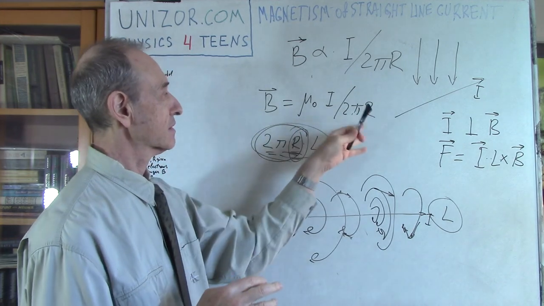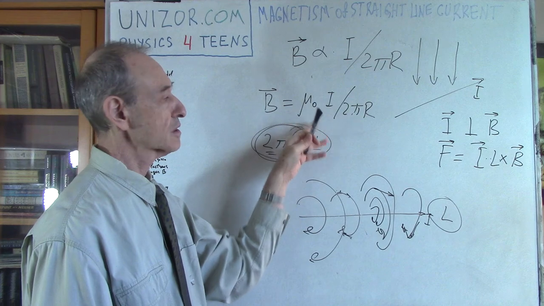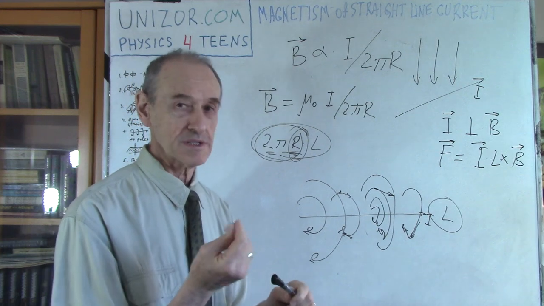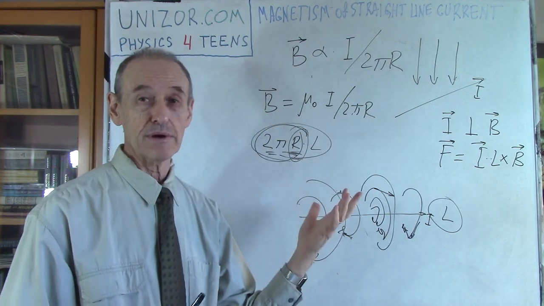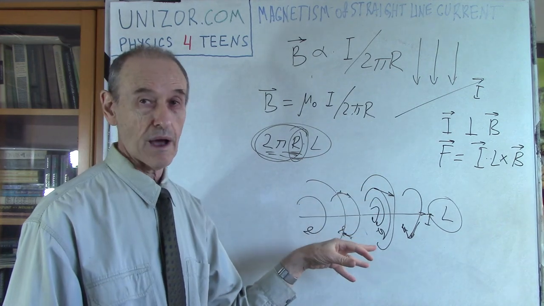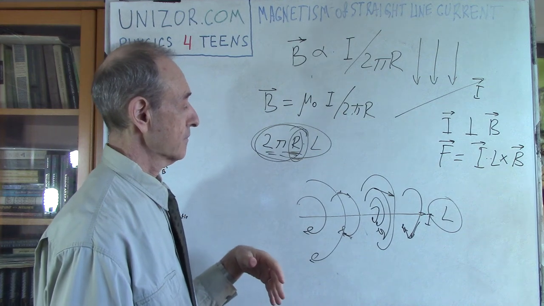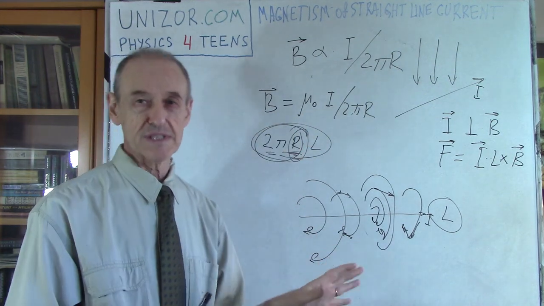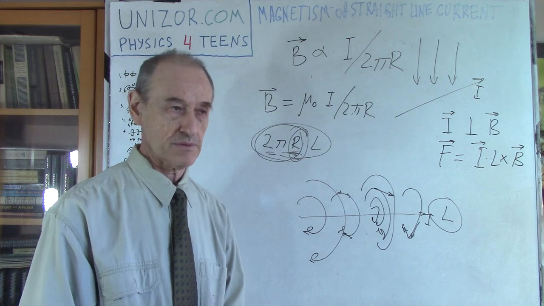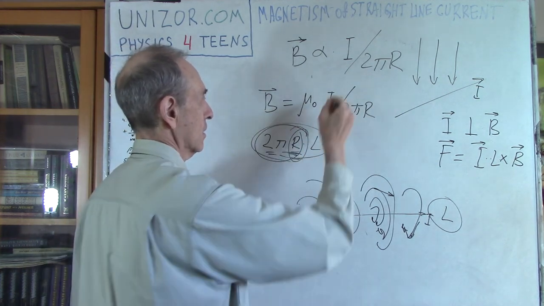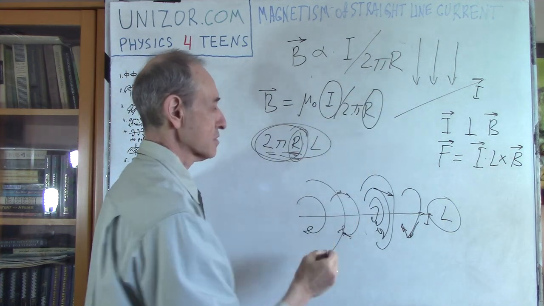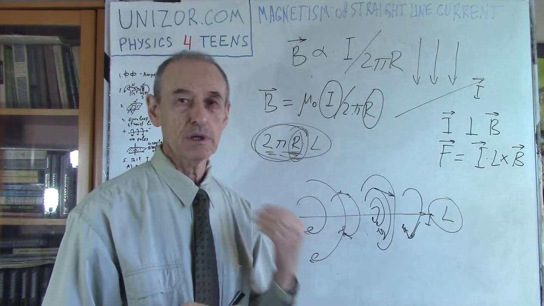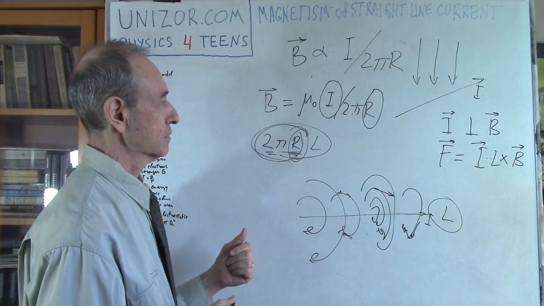I wouldn't pay too much attention to mu zero, which is actually the permeability of the space, the magnetic properties. In vacuum it's one thing, in some other area around this current it will be something else. You can probably shield from the magnetic field by using some kind of a metal around it. This is physics related to very practical aspects. The theory is this: proportional to the amperage, inversely proportional to the distance from this wire. And that's what makes the whole magnetic property important from the qualitative standpoint.